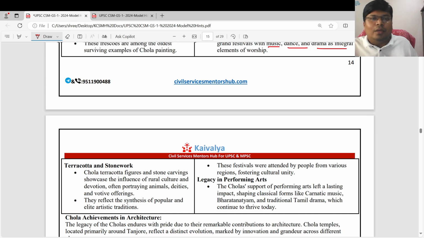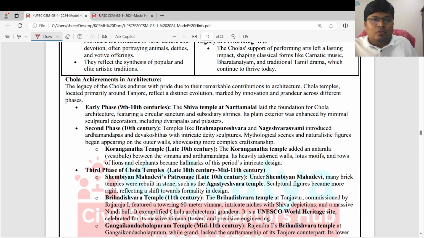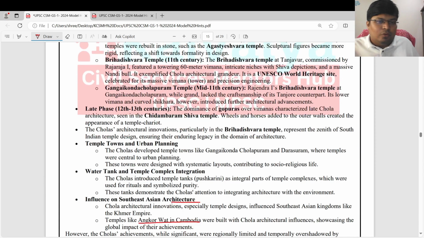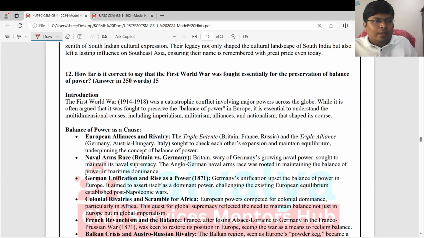अगर आपने कुछ टेम्पल आर्किटेक्चर की और डायग्राम वगैरह की प्रैक्टिस की है, तो आप यहाँ पे ड्रॉ कर सकते हो, अगर स्कोप है, स्पीड है और स्पेस है तो। Then next question was: how far is it correct to say that the First World War was fought essentially for the preservation of balance of power?